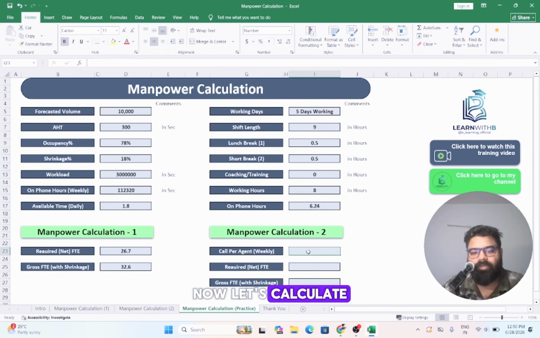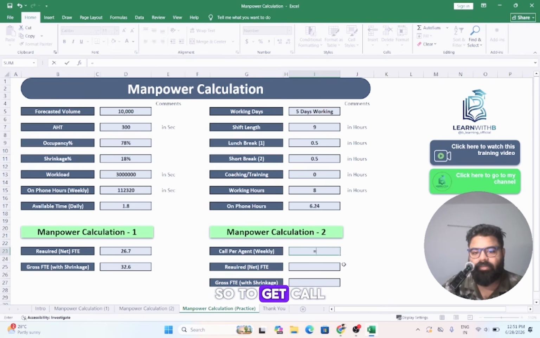Now let's calculate with the second approach. Here we have to calculate calls per agent. I have told you how you will do that. To get calls per agent, you take your on phone hours weekly, which is in seconds, divided by your forecasted AHT. So this is your calls per agent.